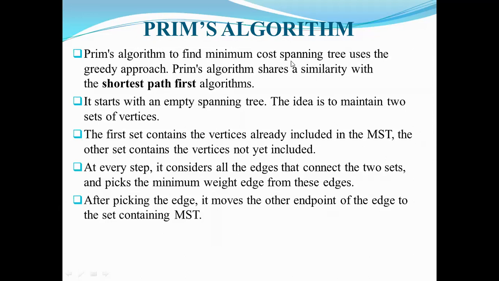Our ultimate aim is that we need to maintain two sets of vertices. One set is maintained with the already included vertices, and the other set must maintain the non-included vertices. So we are going to maintain two sets here. One set of vertices belongs to the tree, and another set of vertices belongs to the graph. The first set contains vertices already included, and the second set contains the vertices not yet included but which are still there in the graph.